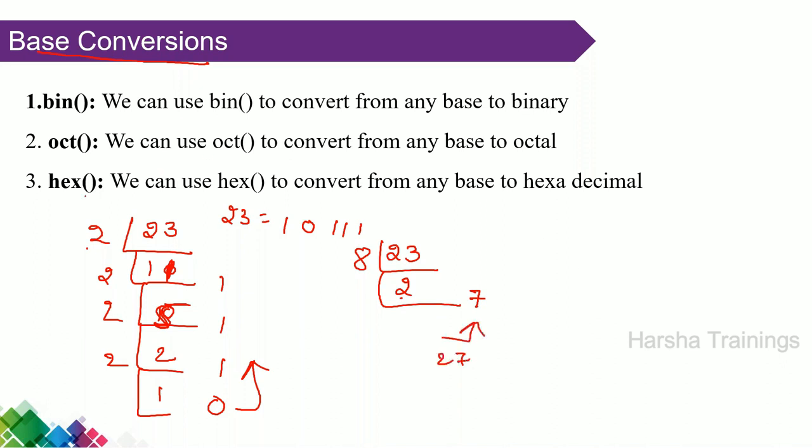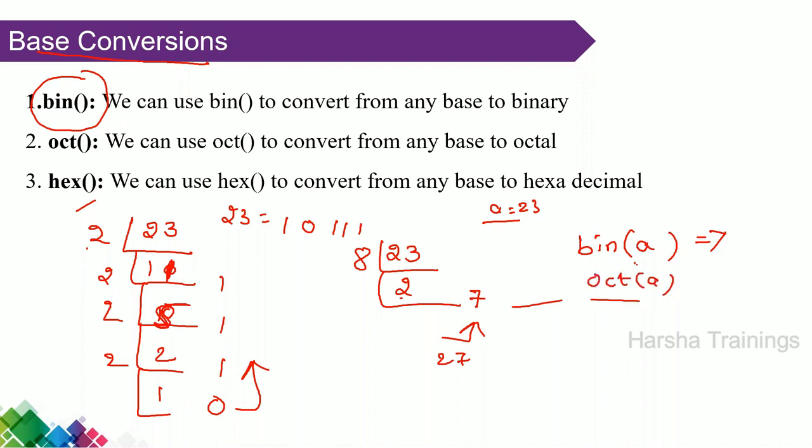Similarly, if you want to convert to hexadecimal, divide with 16. Or you can use functions like this. Suppose simply bin of A. Assume A is equal to 23. Bin of A, automatically the number is converted into binary. Oct of A, the number is converted into octal. Hex of A, the number is converted into a hexadecimal number.